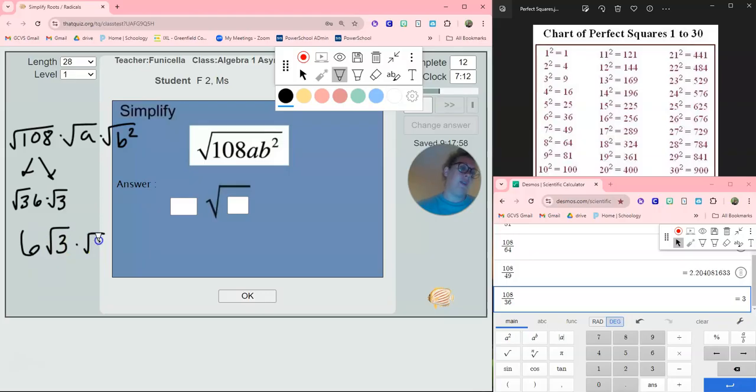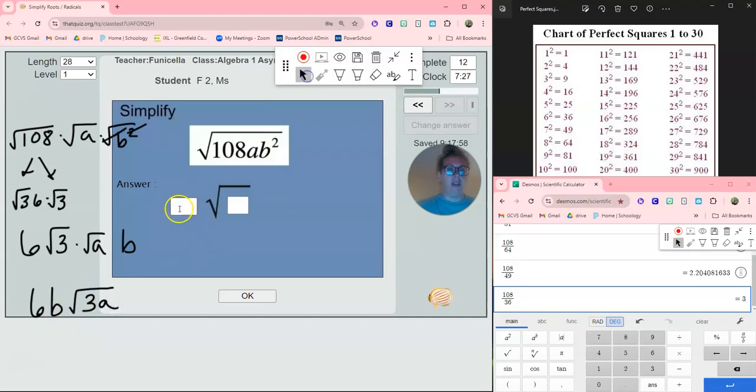So we have 6 times the square root of 3. And we still have a square root of a. We can't do anything with that because there's only 1. But then the square root of b squared, we can pull that b out. So on the outside, we have a 6 and a b. And inside our radical sign, we have a 3 and an a. Go ahead and plug that in and hit OK when you're ready.